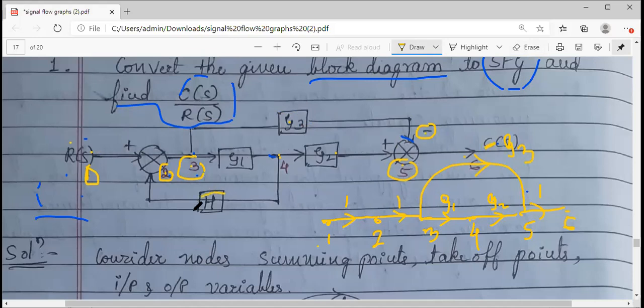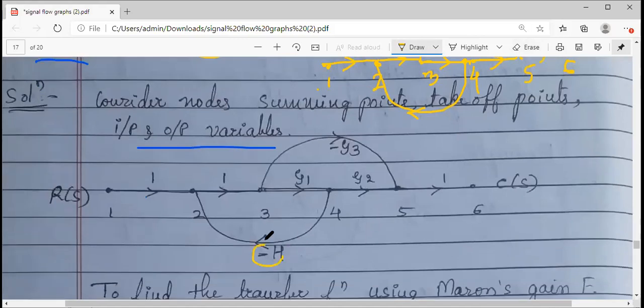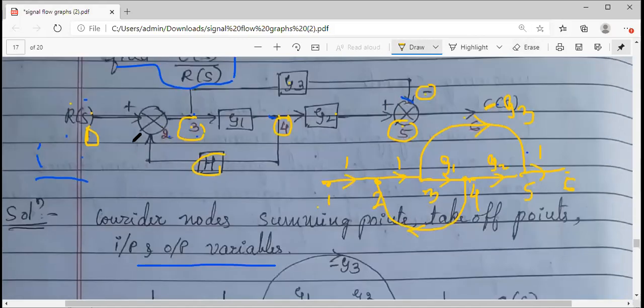Now coming to this H block, feedback, it is between 4 and 2. So take the branch between 4 and 2, check the direction, it is in this way. There's nothing mentioned, it is feedback, so obviously it will be negative. Let me see. It is negative only. So just take one more here in the question. This is negative. Okay, I had forgotten. So this is a negative feedback. It is minus, so you have to take minus H.